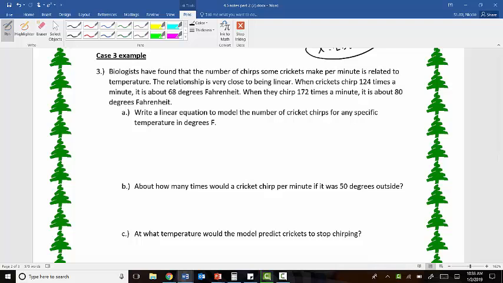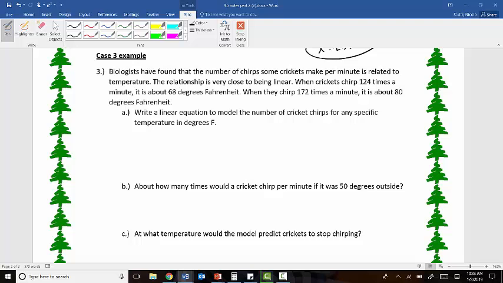It says biologists have found that the number of chirps crickets make is related to temperature. The relationship is very close to being a linear equation. That means if you were to do an experiment with chirps and temperature, and you plotted the points, it would look like a line. When crickets chirp 124 times, it's about 68 degrees Fahrenheit. And when they chirp 172 times, it's about 80 degrees Fahrenheit.